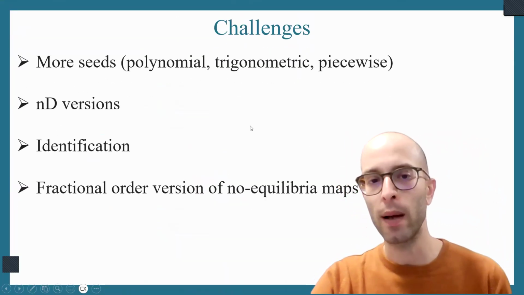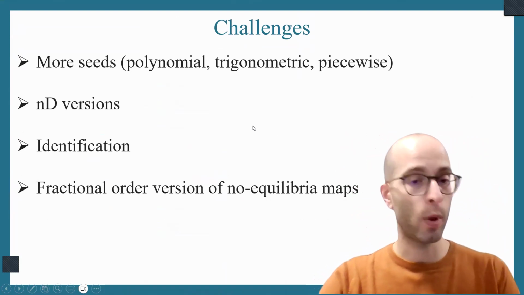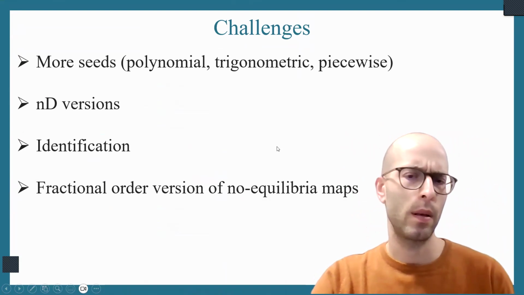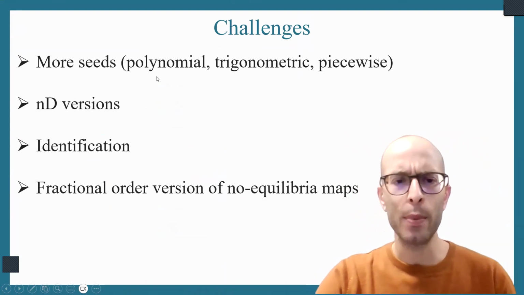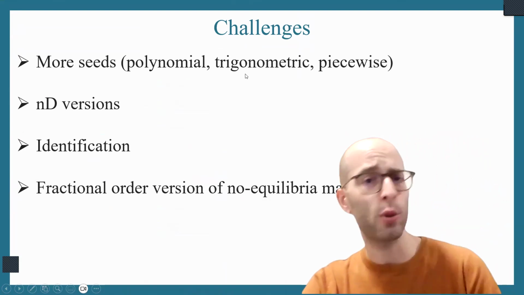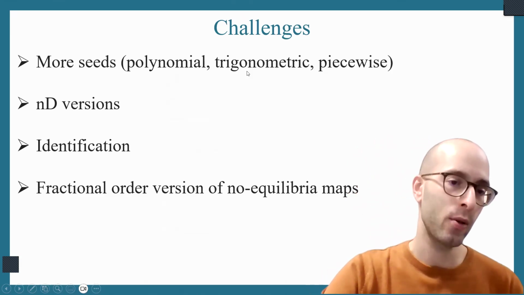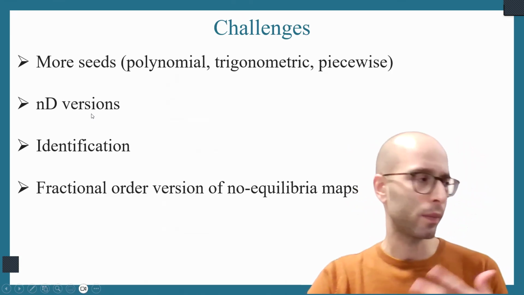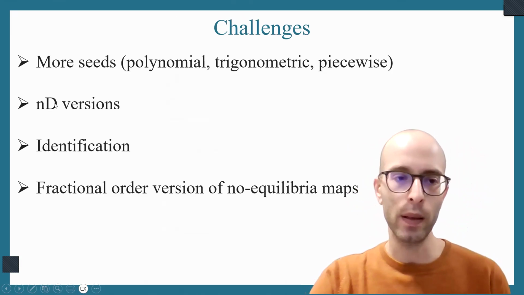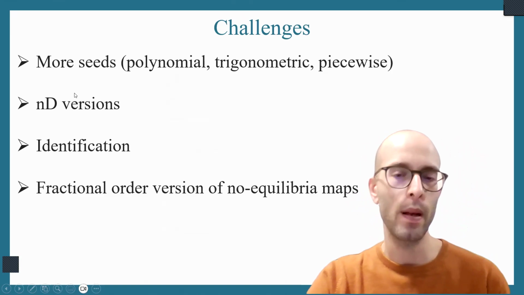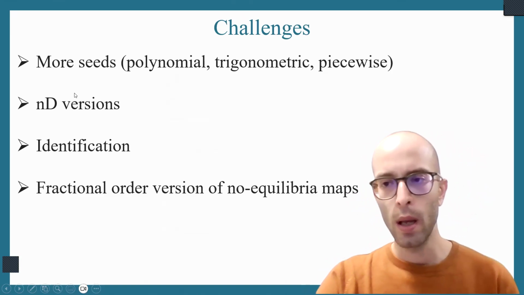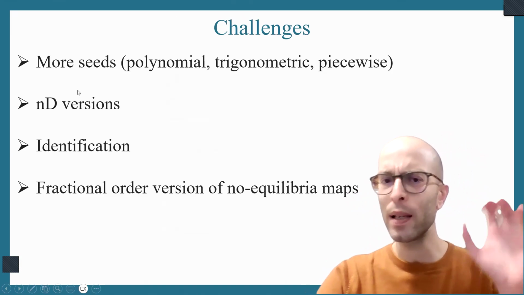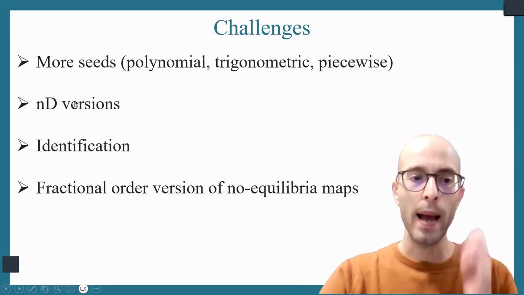Different seed functions. We considered the exponential and linear and the sine map, but we can consider other types of polynomial, trigonometric, piecewise functions. A lot of variations to study. Another extension is to consider multi-dimensional, that's why I say ND, like two-dimensional, three-dimensional versions of this chaotification. I'm assuming you're going to achieve robust chaos here as well, maybe even easier to achieve robust chaos in higher dimensions.